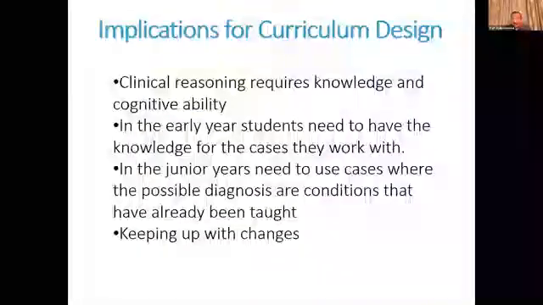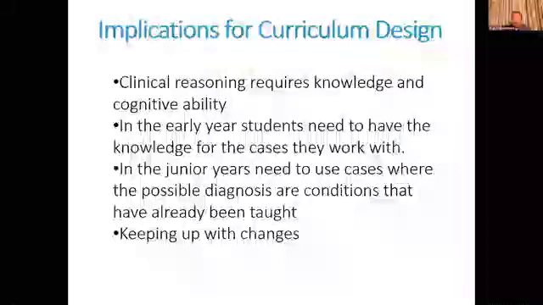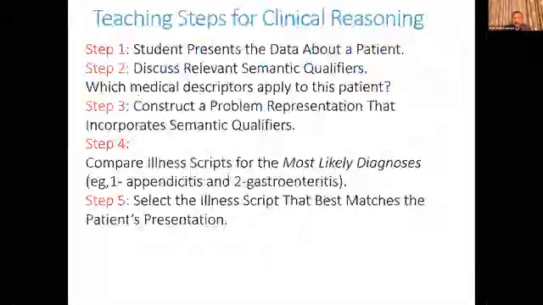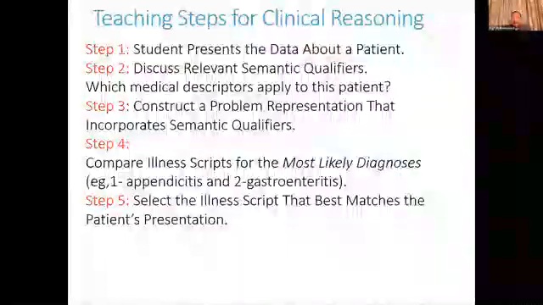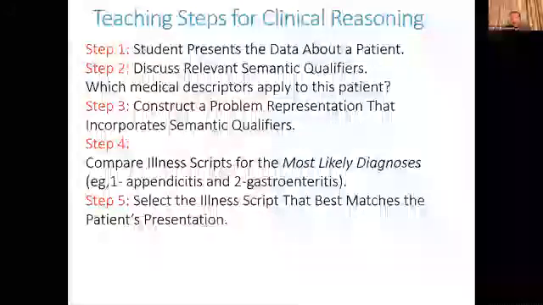It is important that we teach the students how to reason, because this will help them to build their experience, and they will understand how they can make use of the knowledge that they got in the first 3 years. So in step 1, the student should take the history and physical exam and present the data about the patient. Step 2, he should learn to discuss relevant semantic qualifiers like acute and chronic, mild or severe.